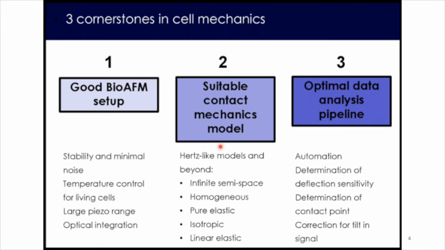Then secondly, you need a suitable contact mechanics model. So this is basically the model that is used to explain how much force and deflection you expect based on the mechanical properties of the cell you're measuring. And thirdly, you need an optimal data analysis pipeline. So optimization, determination of deflection sensitivity, determination of contact point correction.